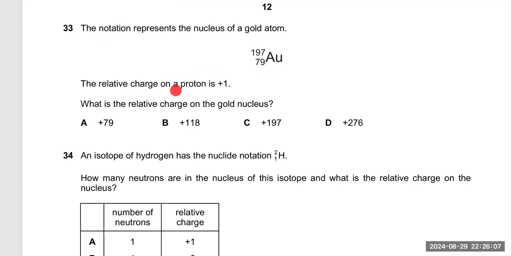The relative charge on the proton is +1. What is the relative charge on the gold nucleus? Remember, there are 79 protons, so the charge will be 79, because the charge on one proton is +1 and the charge on 79 protons will be 79. It is a very simple question, the easiest question. So your option is A. Now move towards the next.